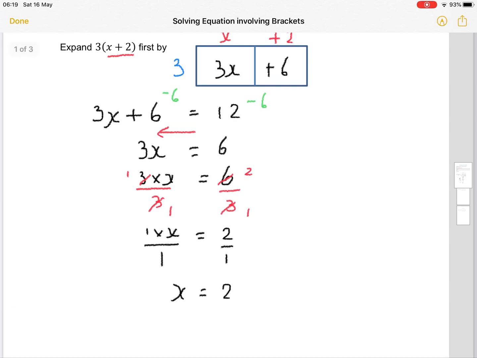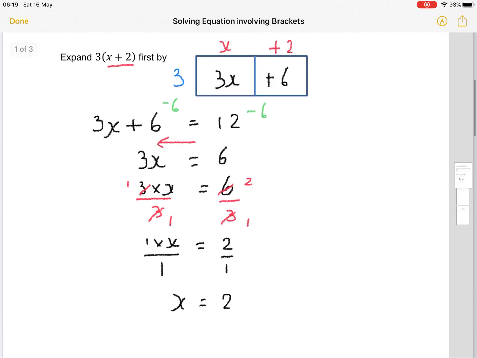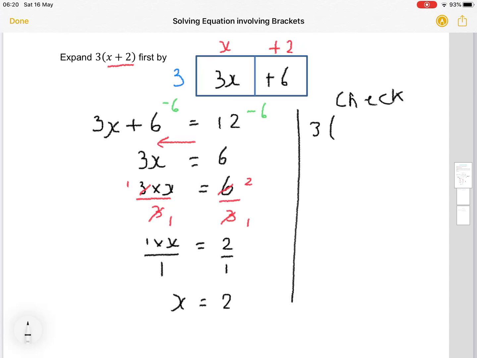Now, for checking, boys, we need to check. All right, let's check. And by checking, we can use the bracket as well. So let's check. I'm going to use the bracket. So I'm going to substitute x by 2. Instead of x, I'm going to write 2. So I have 3 brackets, instead of x, I'm going to write 2 plus 2 is equal to 12.